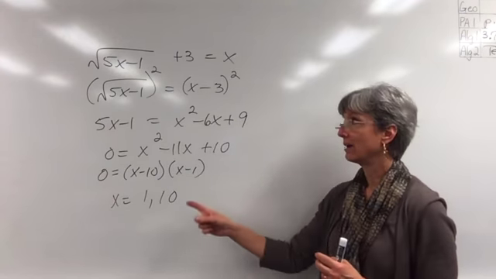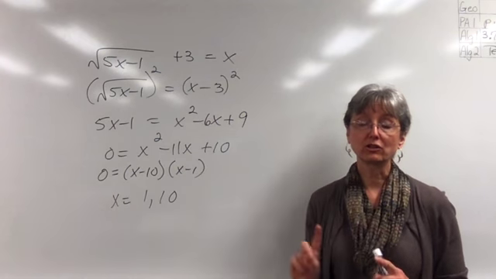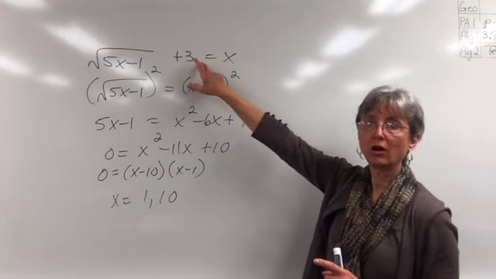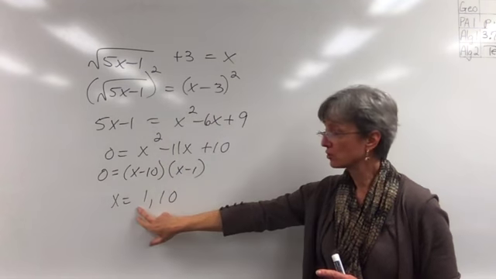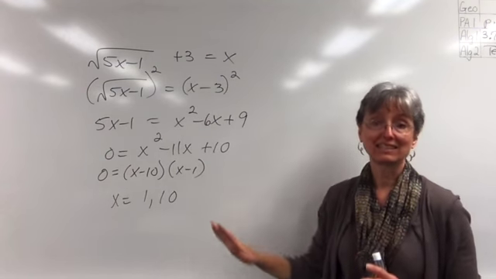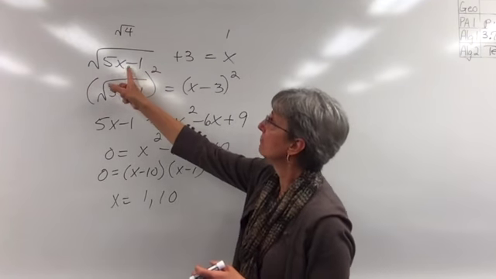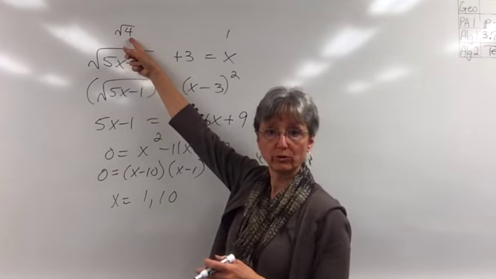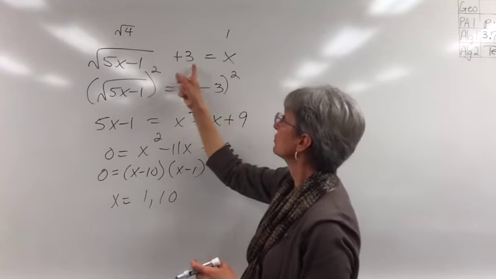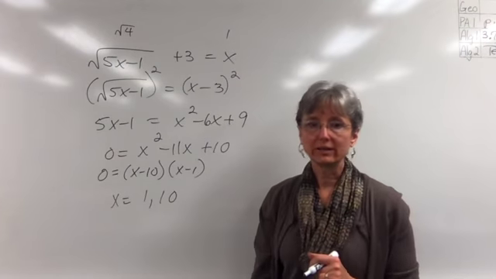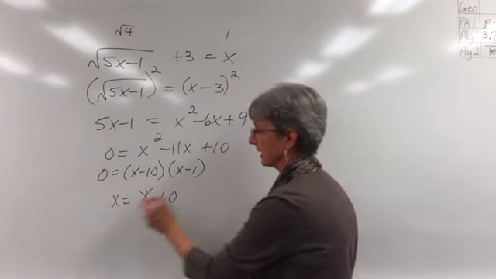Last step, I must check because I could have extraneous solutions. So one at a time in my original equation, all the way back, I'm going to try 1 and try 10 to see if they work. If x is 1, then 5 minus 1 is 4. That's the square root of 4, which is 2. 2 plus 3 is 5, not 1. So 1 doesn't work. I can reject that.